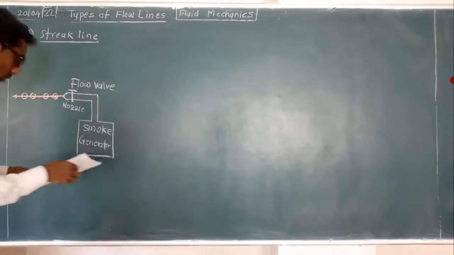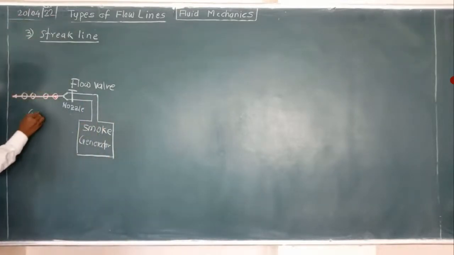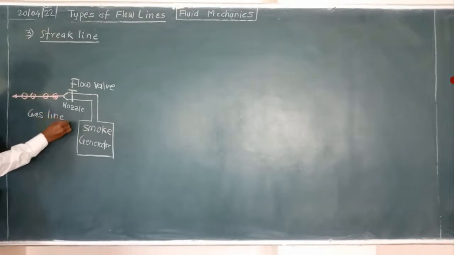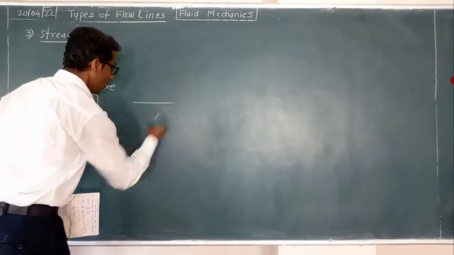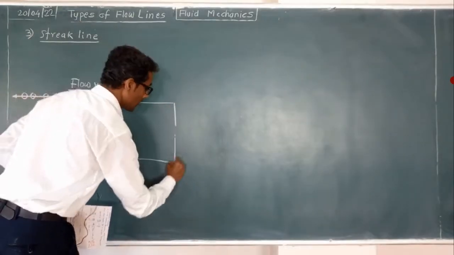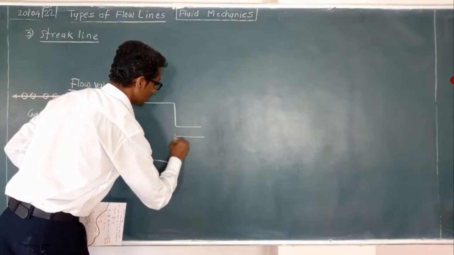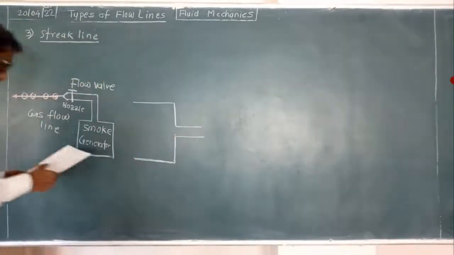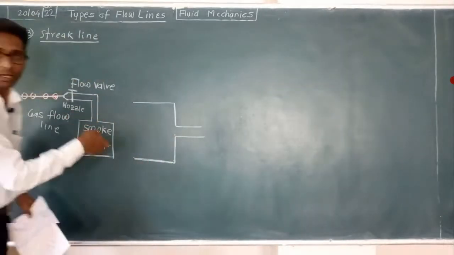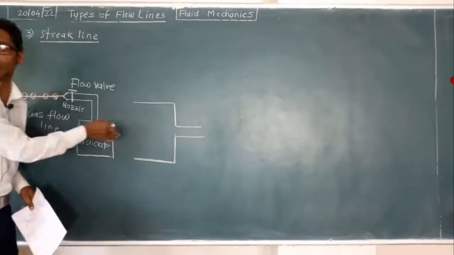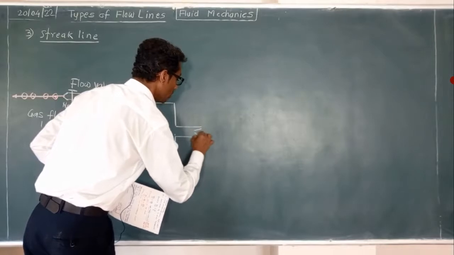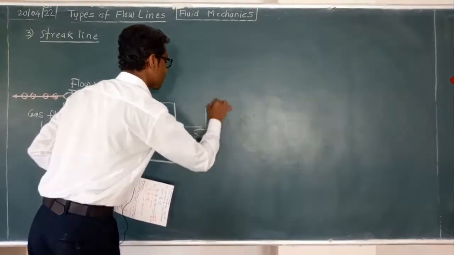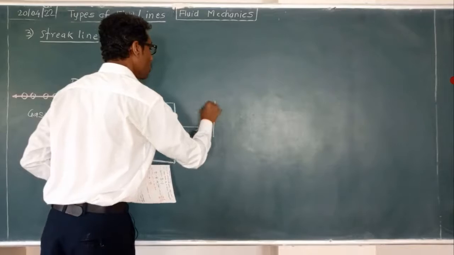Another way. This is in the case of a gas flow line. This is one kind. If you take liquid, in that case we will have such a kind of structure. We have a channel structure. This is a small cross section and then a bigger cross section, and here we have flow of water. Through this we have flow of water.